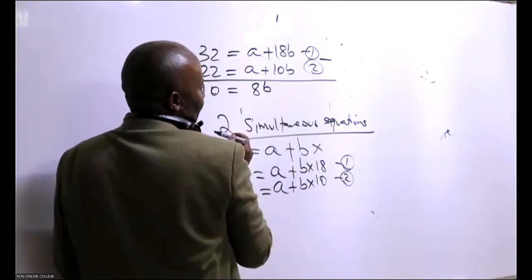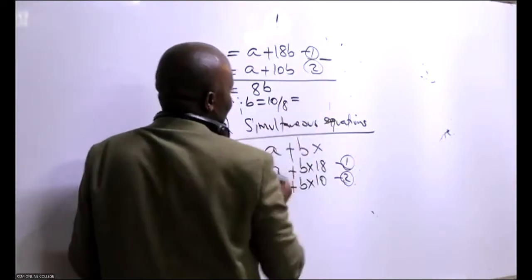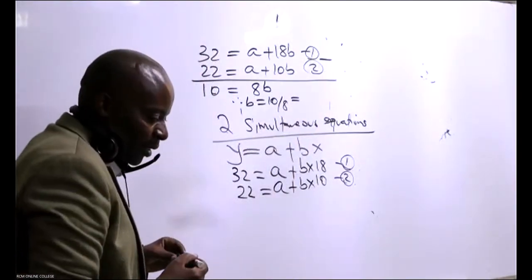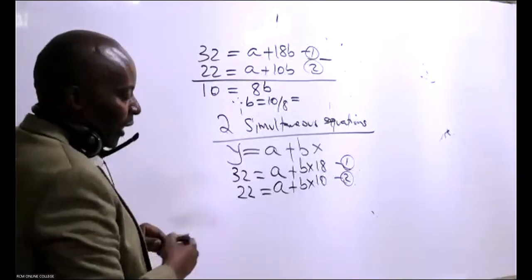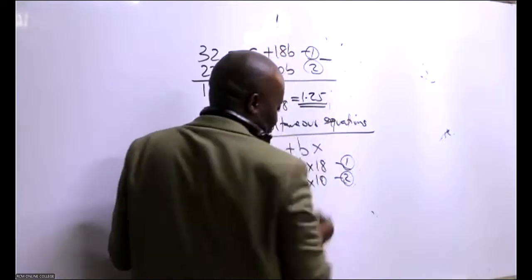8b, isn't it? Therefore, b will be 10 all over 8, like that. So 10 all over 8. Thank you so much. What are they getting here, somebody? 1.25, isn't it? Thank you so much.